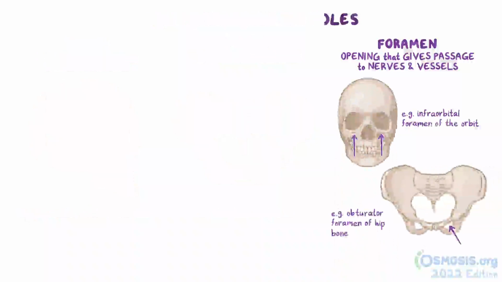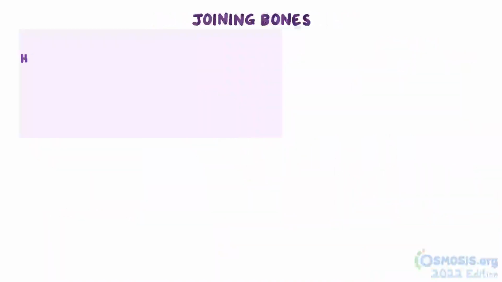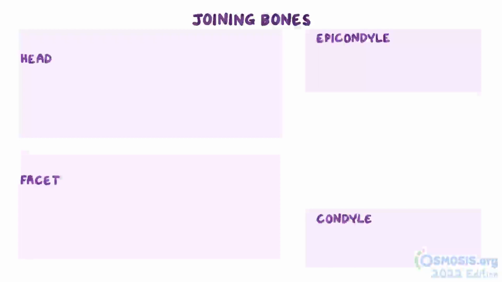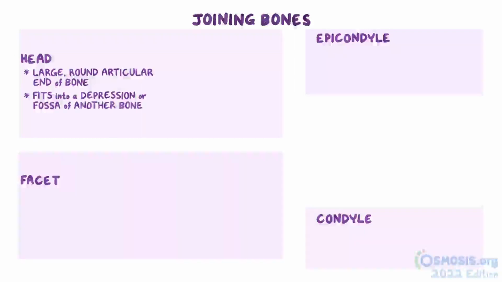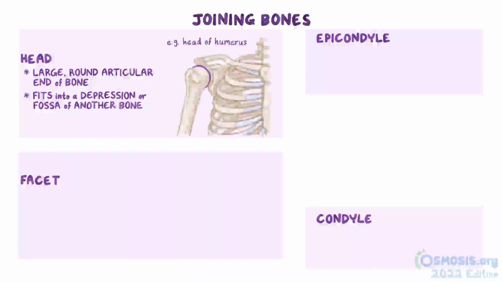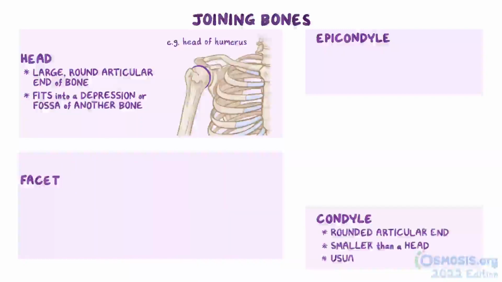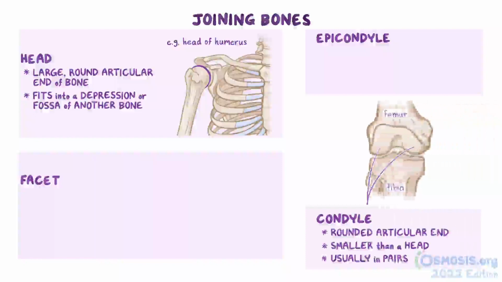Next up are the bone markings that help in joining bones, which include the head, condyle, epicondyle, and facet. First is a head, which describes a large, round, articular end of a bone that fits into a depression or fossa of another bone, forming a joint. An example here is the head of the humerus, which fits into the glenoid fossa of the scapula, forming the shoulder joint. Next is a condyle, which describes a rounded, articular end, smaller than a head and usually occurring in pairs. Examples of condyles include the medial and lateral condyles of the femur, which articulate with the tibia, forming the knee joint.